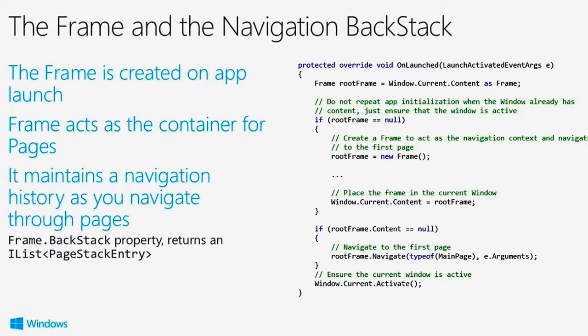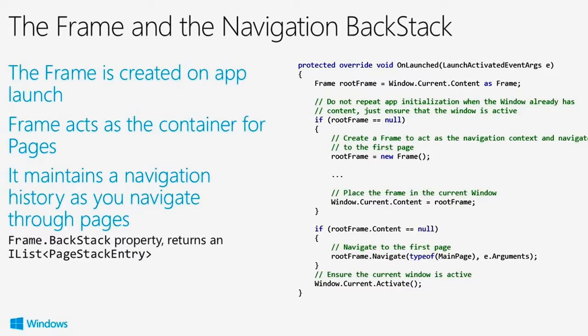Then the next if statement says if rootFrame is equal to null, that means we haven't got a frame in our window, so we need to create one. So we create one. We say rootFrame = new Frame. This is all boilerplate code. It's all in the new project templates. You will never have to code this yourself.